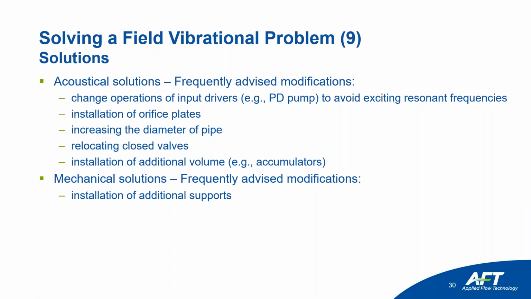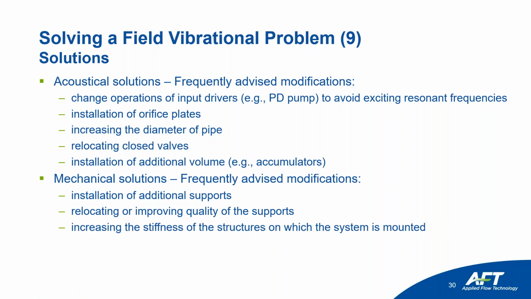For mechanical solutions, you can install additional supports to reduce the flexibility of the pipe, and relocate or improve the quality of the supports. Sometimes, U-bolts are not recommended to be used where you have vibration problems. You can also increase the stiffness of the structure on which the system is mounted.